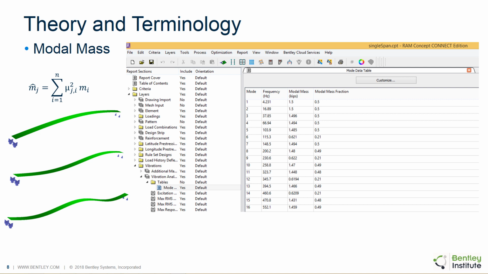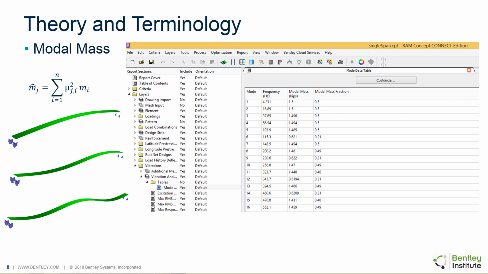You can see the equation there for modal mass where J is the mode number, I is the location in the floor. So we basically sum for each location in the floor the mass at that location times the mode shape value squared, and that's a unity normalized mode shape value. So we take the mode shape at each location, square it, multiply it by the mass, and sum that over the entire floor, and that gives us the modal mass per that floor.